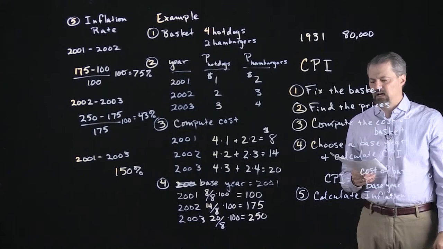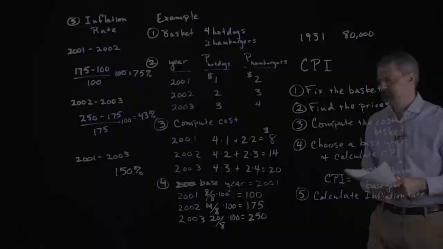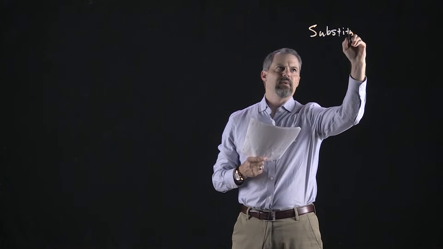So what we need to do is clear this off, and then we'll take a look at some of the problems that we have with the CPI. Let's talk now about some of the shortcomings of the CPI. As I've said a couple of times, the CPI is designed to measure changes in the cost of living, but there are a couple of biases that the CPI has. One of them is what we call the substitution bias. So let's talk about what that means just for a little bit.